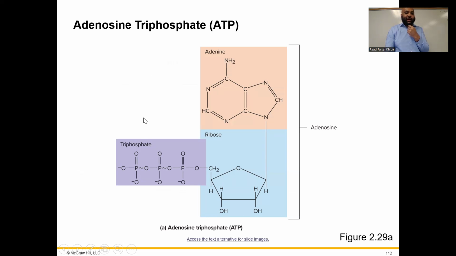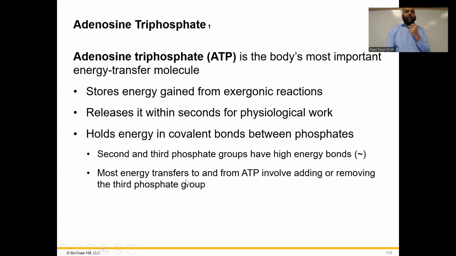If I need energy, I cut one of them and I liberate energy, exergonic, and I keep the rest for ADP. If I need more energy, I break the ADP into AMP, and now I have adenine monophosphate. So the more phosphate I break, the more energy I get. The more I cleave, the more I get.